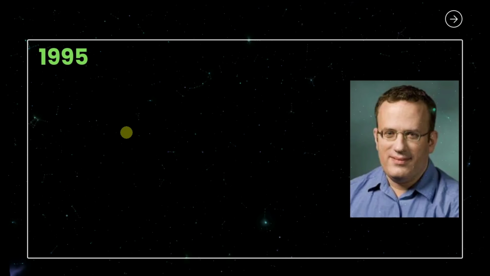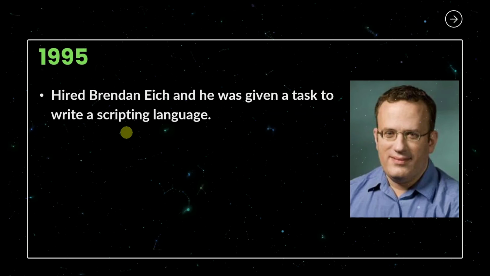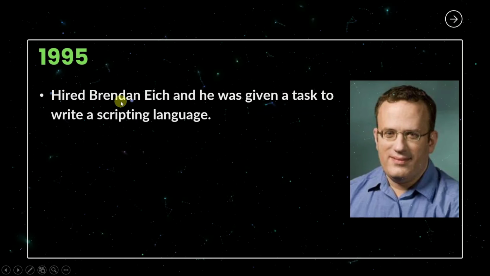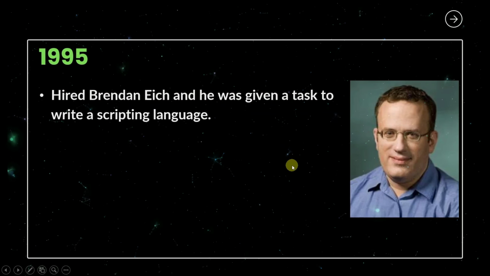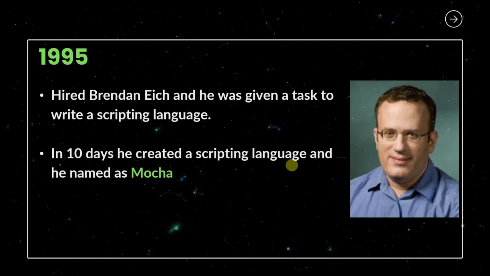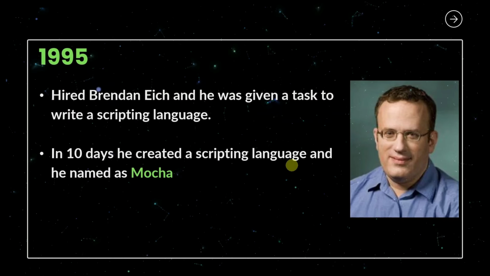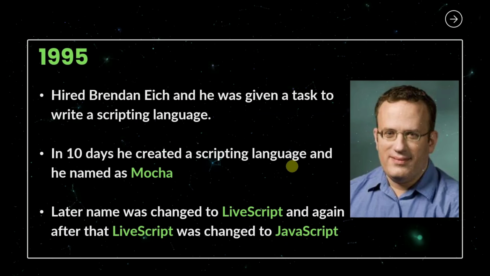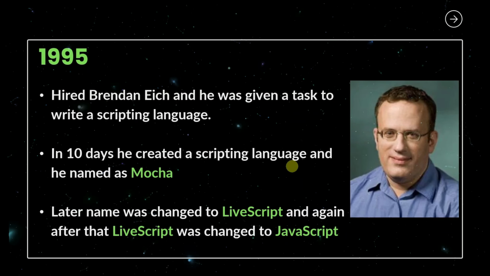So in 1995, what happened? They wanted to use a scripting language in the Netscape browser. So they hired Brendan Eich, and he was given the task to write a scripting language. Within 10 days, he created a scripting language and named it Mocha. Later, this name was changed to LiveScript, and after that, LiveScript was changed to JavaScript.